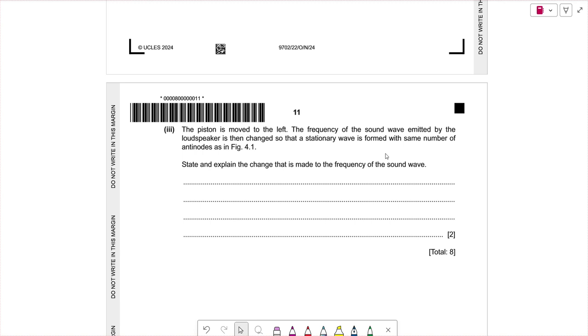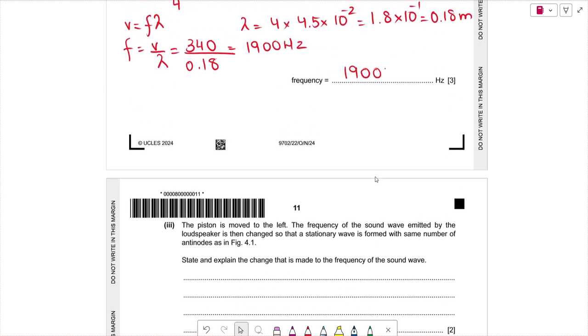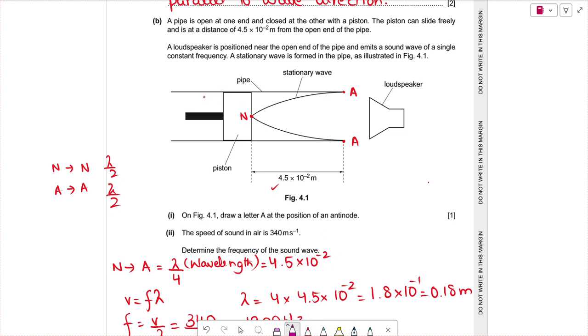The piston is moved to the left. The frequency of the sound wave emitted by the loudspeaker is then changed so that a stationary wave is formed with the same number of antinodes as in figure 4.1. Explain the change that is made to the frequency of the sound wave. So let's say we move the piston to the left, assuming this is the new position of the piston. We want to have the same type of wave. So the distance of the piston to the loudspeaker, or basically the distance between node and antinode, increases. So it means that the wavelength will also increase.